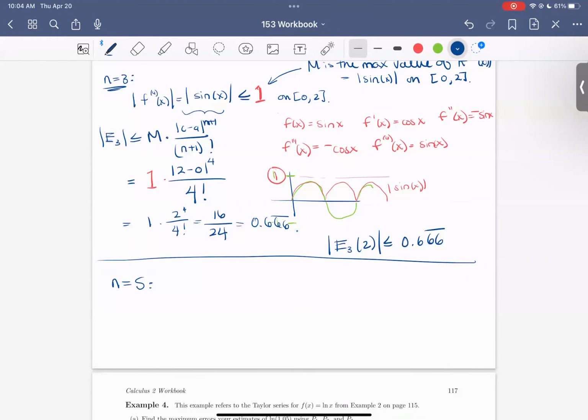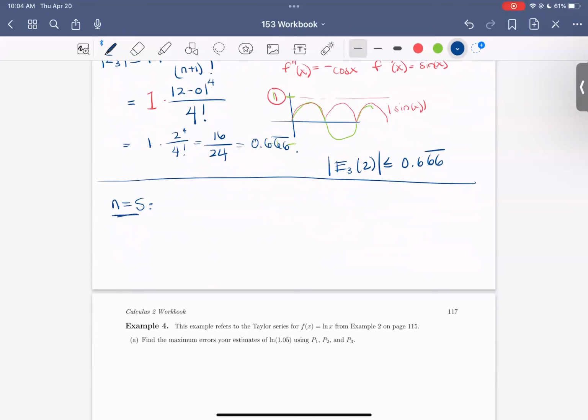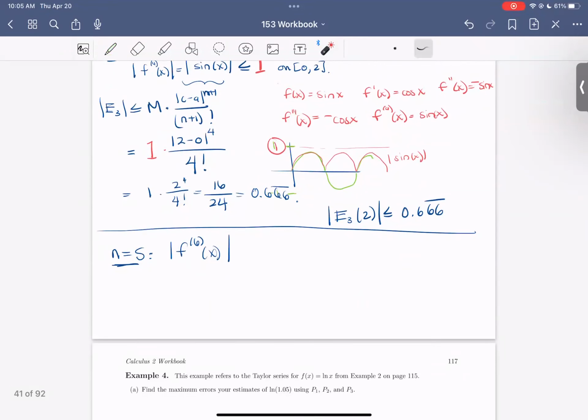So now let's do the same routine for when n equals 5. We're going to go a bit faster here since you've already seen the steps for how to do this in n equals 3. So we need to compute the M. In our case, we need to look at the 6th derivative of f of x. If we continue that work, we saw the 4th derivative was sine, so the 5th derivative would be cosine, and the 6th derivative is going to be negative sine. So this is equal to the absolute value of negative sine of x.